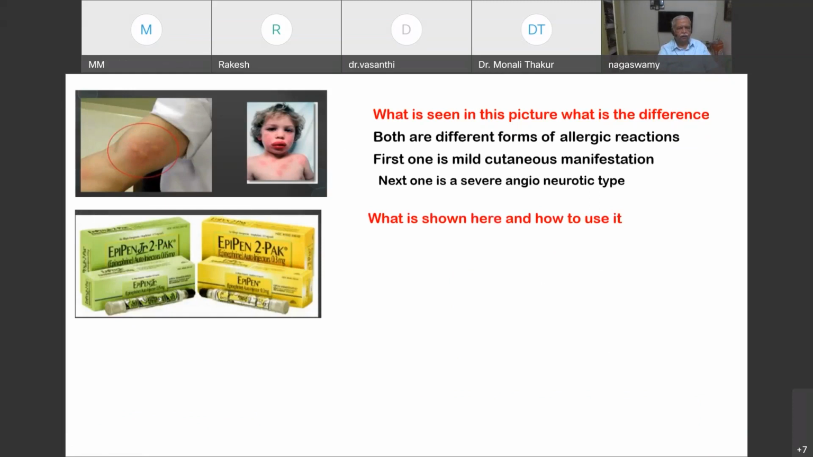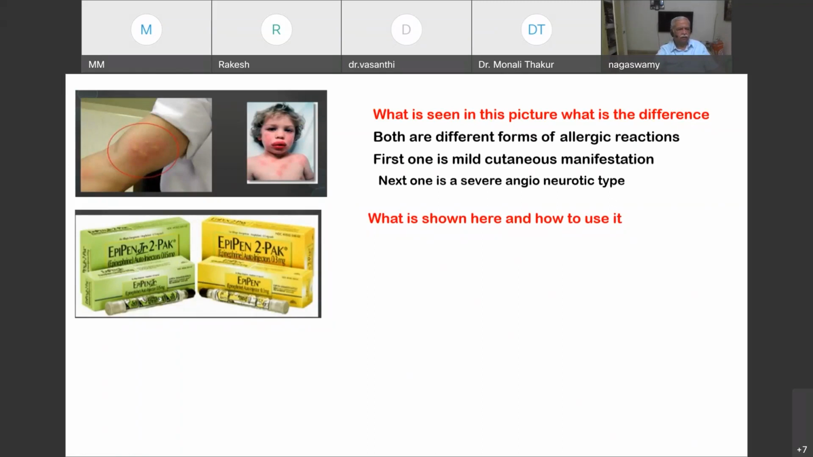What is shown here and how to use it? Of course, these drugs are not available in our country, but just to make you aware that these drugs are available in the Western world, especially for patients with known allergy who have to treat themselves in case of emergency. So the name of the drug is written here. If you see the picture, always in OSCE questions, you should look at the picture clearly and try to identify, read it, and then try to take a call on that.